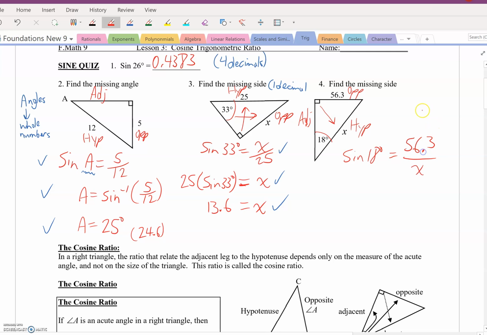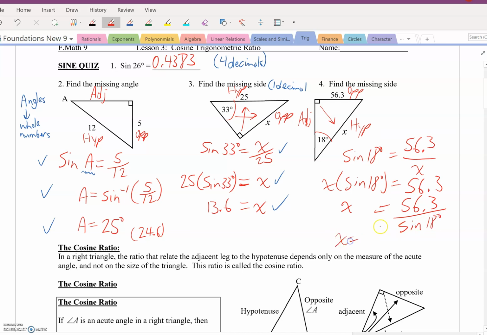Now you'll notice nothing disappears or reappears. Everything happens for a reason. So the reason is, instead of dividing by x, I multiply by x. Then, instead of multiplying by sine 18, this is what I want to move. So the opposite of multiplying by that is dividing by that. So it'll be 56.3 divided by sine 18 degrees.